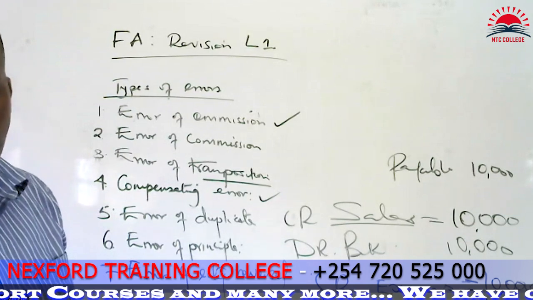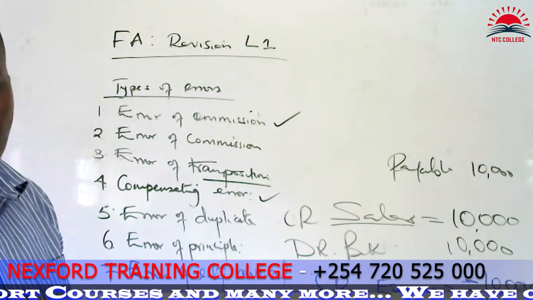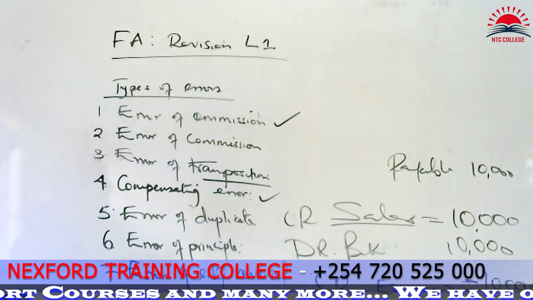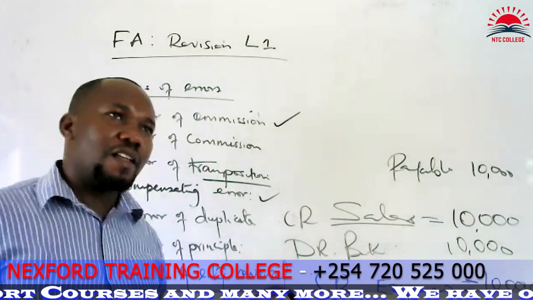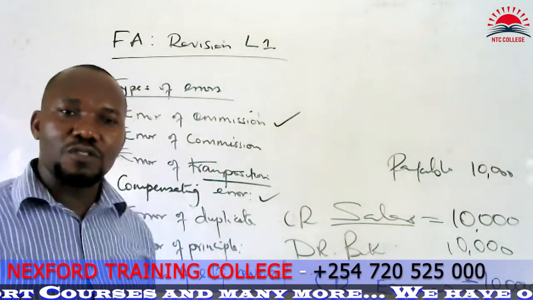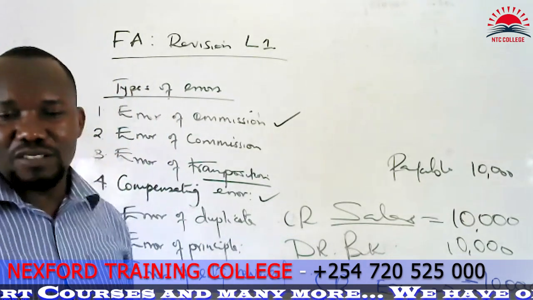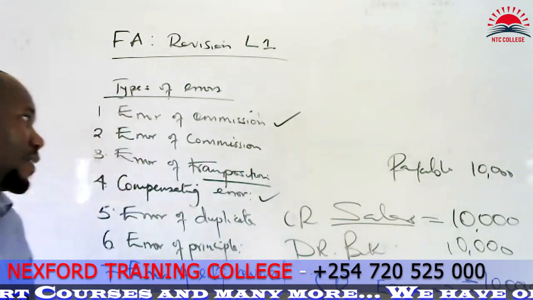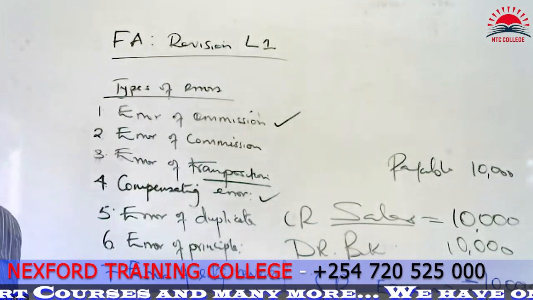We are now looking at errors that do not affect the trial balance. So the first one, meaning when we say that does not affect trial balance, it means that trial balance will not be affected and therefore you'll not be able to recognize or notice it through trial balance. And it does not have any effect. The first one is called error of omission. We will explain what it means. The next one is error of commission.